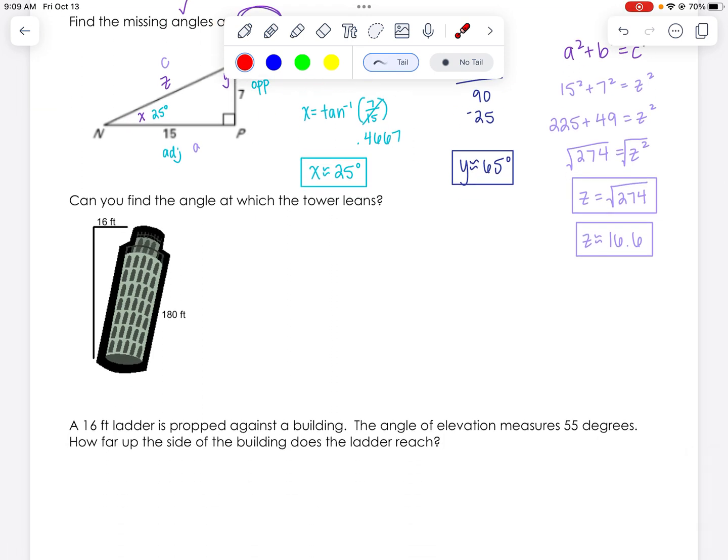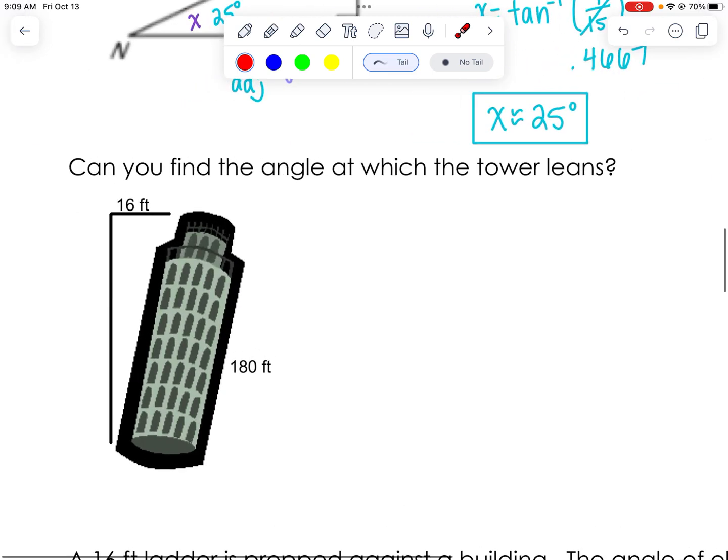It says, can you find the angle at which the tower is leaning? And maybe you know this as the Leaning Tower of Pisa. It should be upright, but it's leaning over, and that's the angle that we want to find. We want to find out how much it is off by. So there's our X.